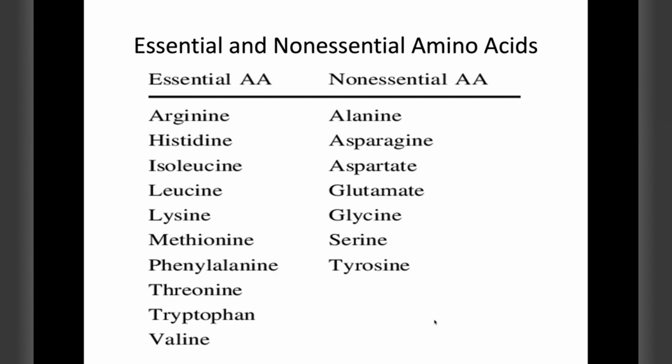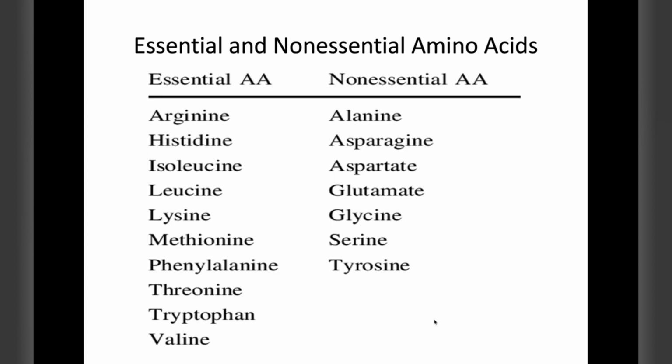And now we'll learn about the importance of essential and non-essential amino acids. First of all, what do you understand by essential and non-essential amino acids? Essential amino acids are amino acids which cannot be synthesized in the body and must be obtained through diet. And non-essential amino acids are those which can be synthesized, or the body can make them inside the body itself.